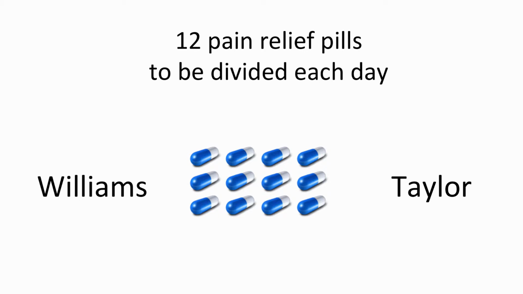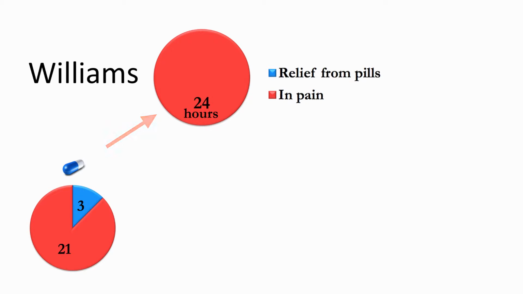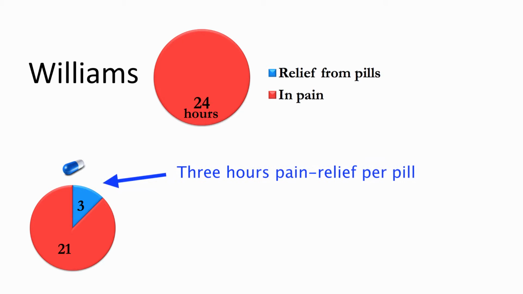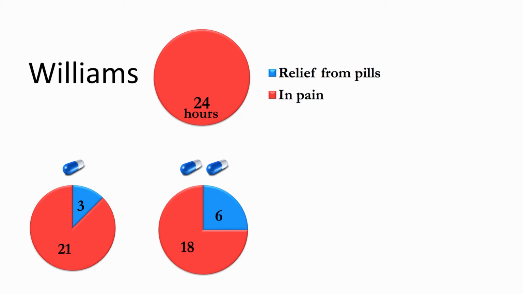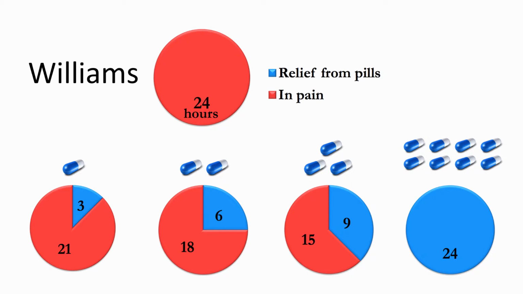Here is some specific information. Without any pills, Williams has pain for the full 24 hours a day, which we see here in red. His doctors have determined that he obtains 3 hours of pain relief for each pill he takes. One pill gives him 3 hours of pain relief, which we see here in blue. 2 pills give 6 hours, and so on. With enough pills, Williams can obtain complete pain relief each day.